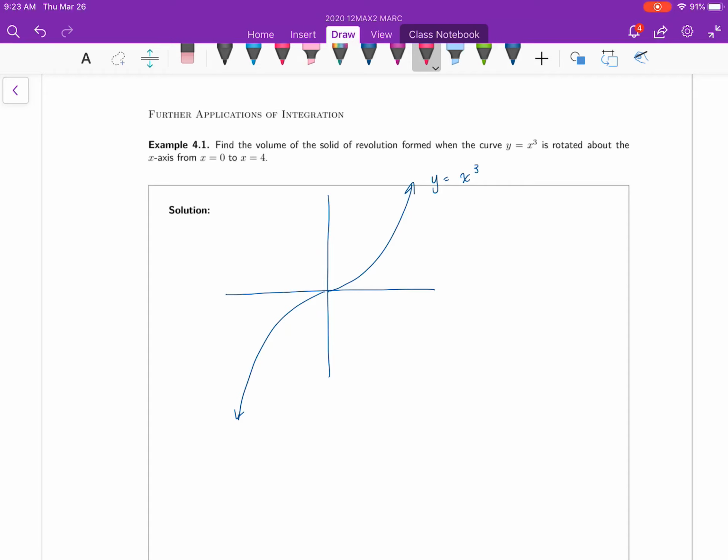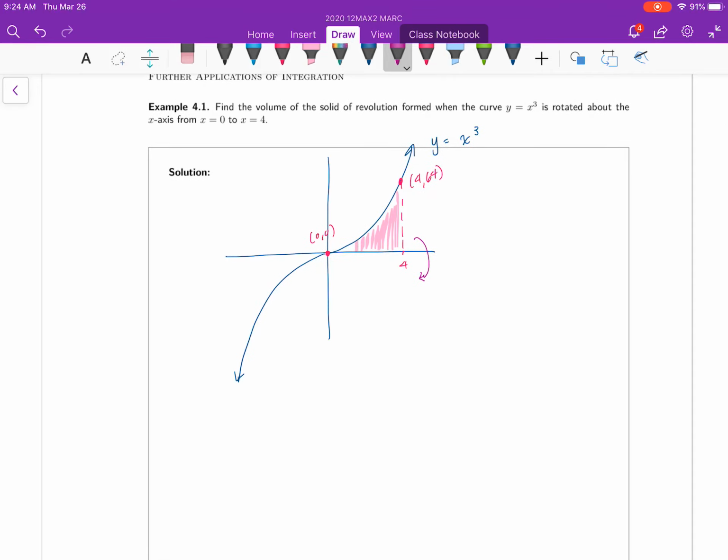I am going to be determining the volume when I rotate from 0, 0 to where x is 4. I don't actually really need that point on the graph, I'm going to go ahead and put it on there. So I'm going to be revolving this region here that I've highlighted in pink about the x-axis.